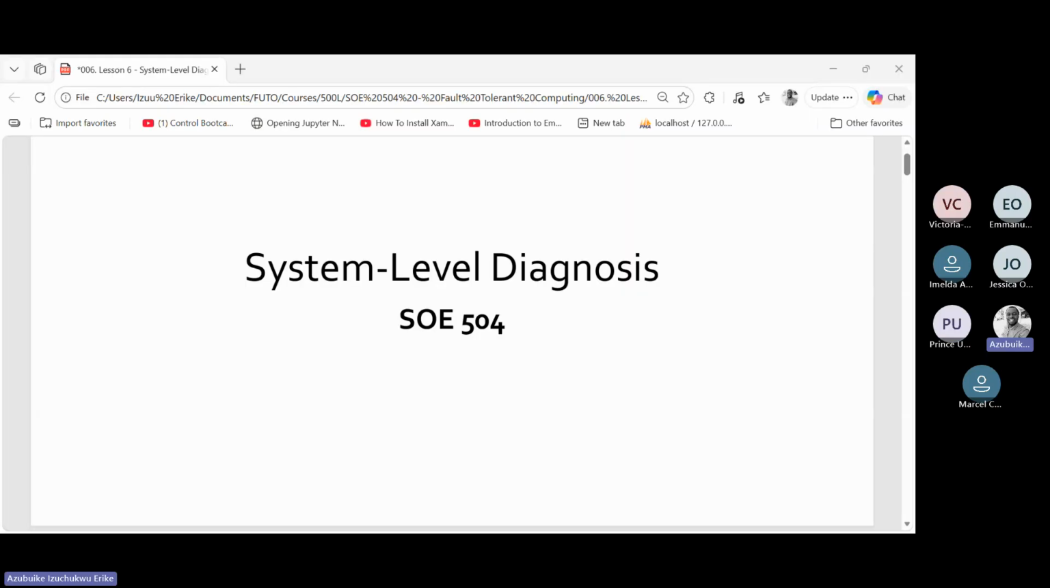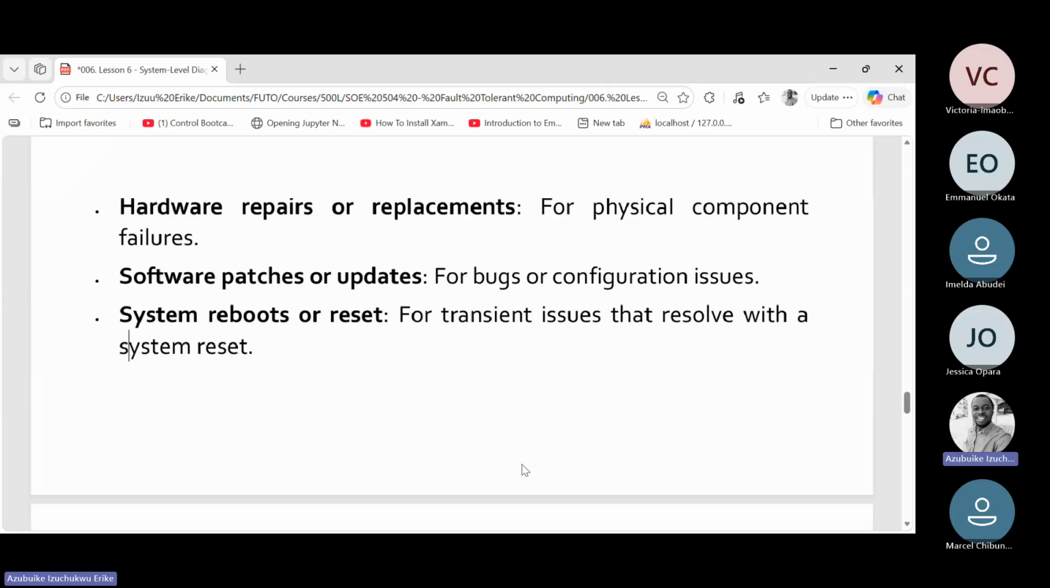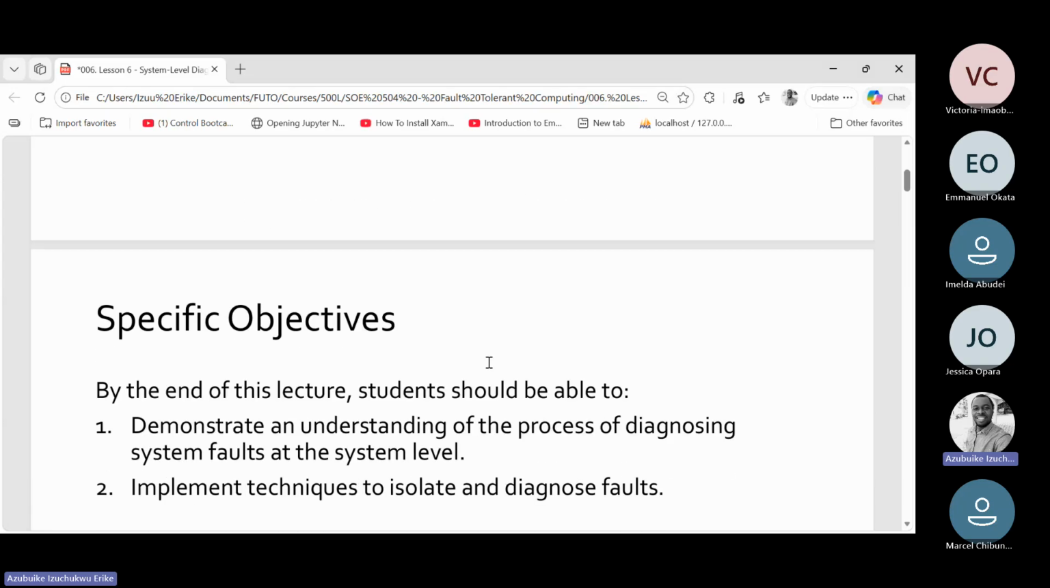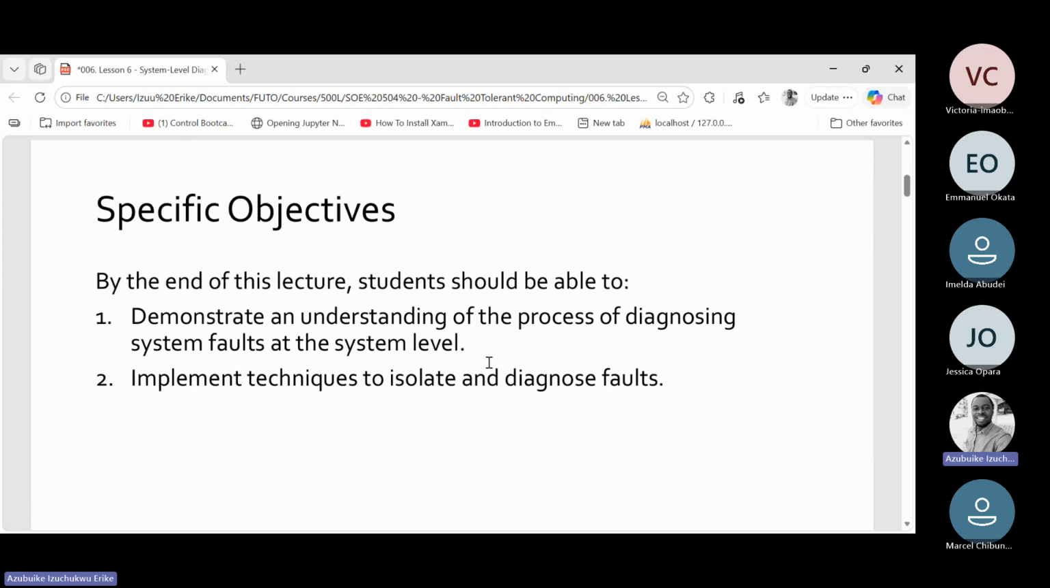With the topic that says system level diagnosis. Like I said, this is going to be my last contact with you, and then Mr. Chibo will take over. I met him yesterday. By the end of this lecture, students are supposed to be able to demonstrate an understanding of the process of diagnosing system faults at the level of the system and implement techniques to isolate and diagnose faults. This is not going to be a difficult one.